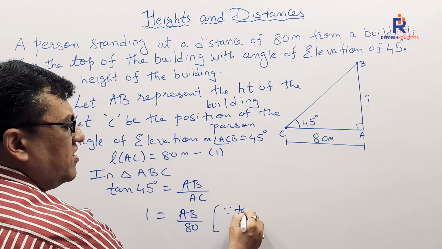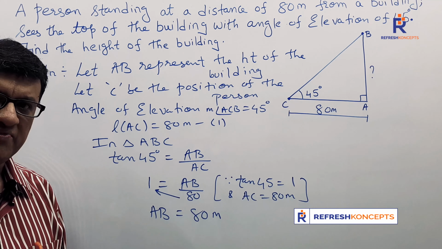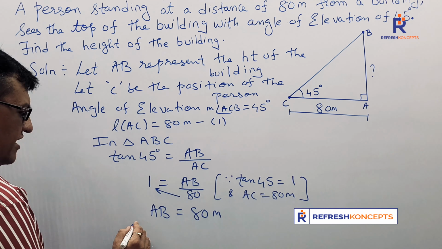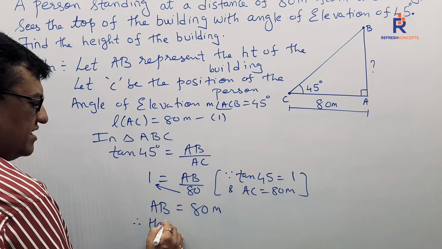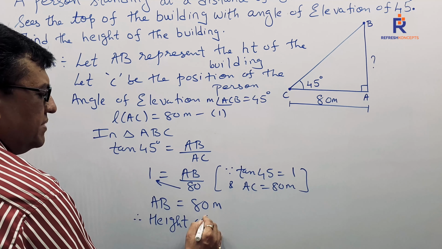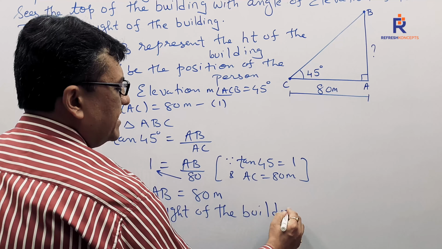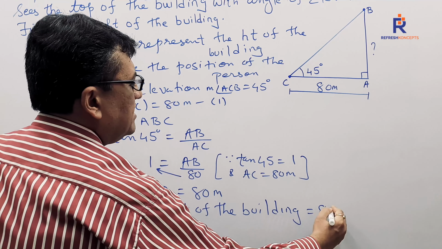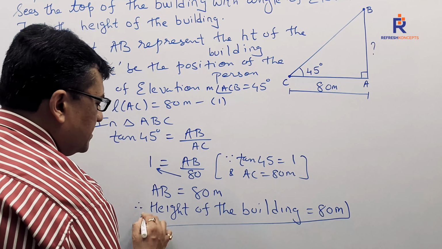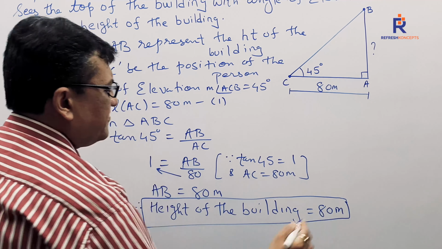Children, what is AB according to us? It is the height of the building. That's what we have found out. As simple as that. Therefore, the height of the building is 80 meters. Simple was the sum, as we started off with the first sum.